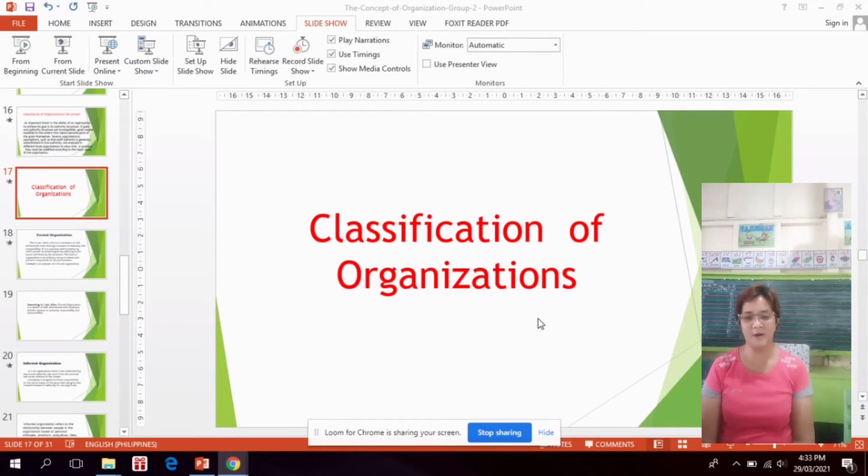My topic is about classification of organization. There are types of organizations formed on the basis of relationships in an organization.